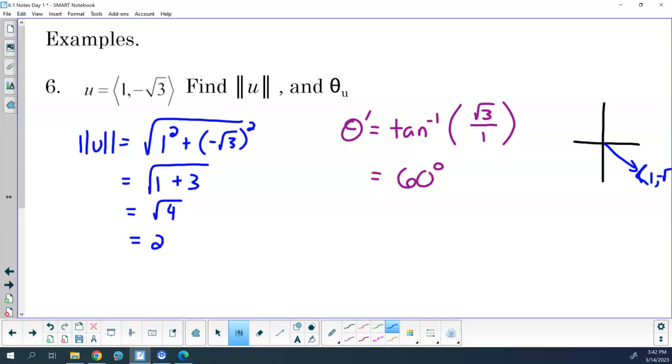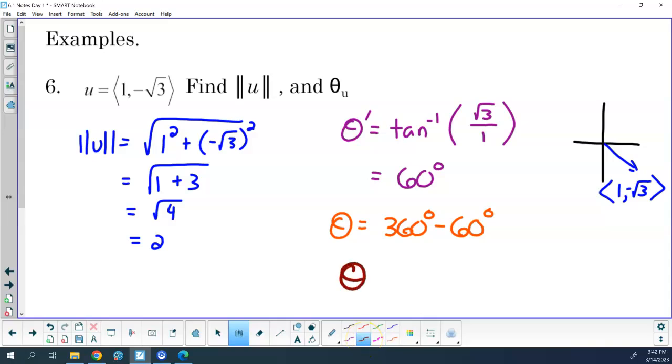1, negative square root of 3. Let me redo that for you because that just doesn't look good at all. Fourth quadrant, that's going to be 360. Actual theta is going to be 360 degrees minus 60 degrees. So my direction angle of u is going to be 300 degrees, and the magnitude of u is going to be 2.